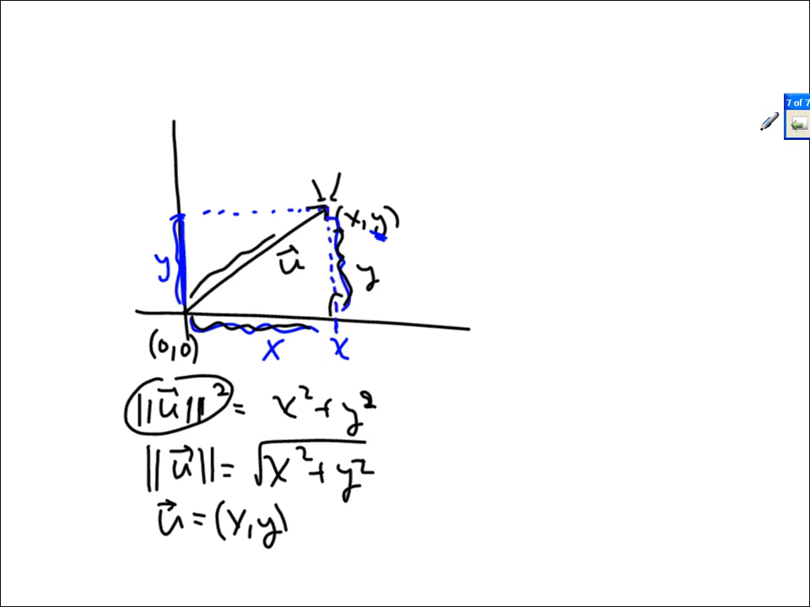And I'm not going to say this anymore, or that form. They're the same. If vector u is this, you square the x component, you square the y component, and you add them up. That gives us this. And then you take the square root of the vector.